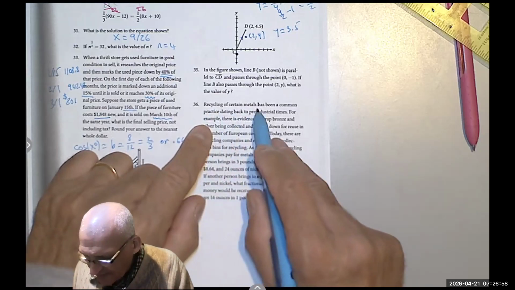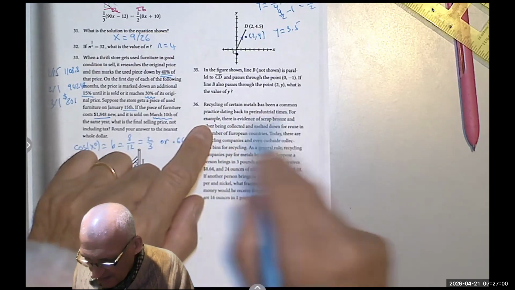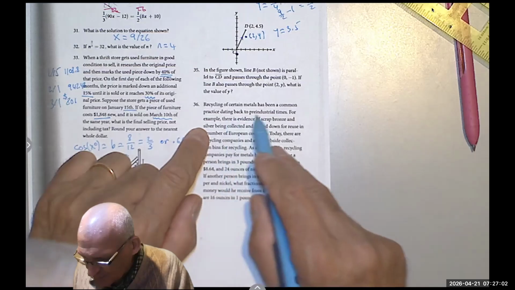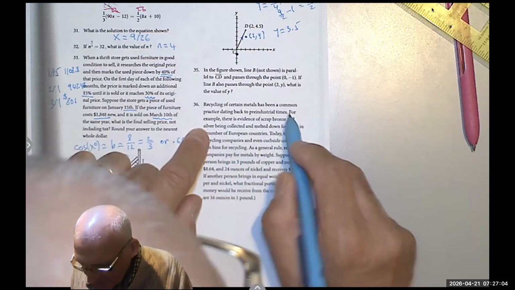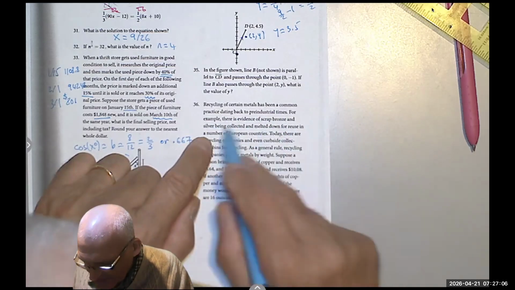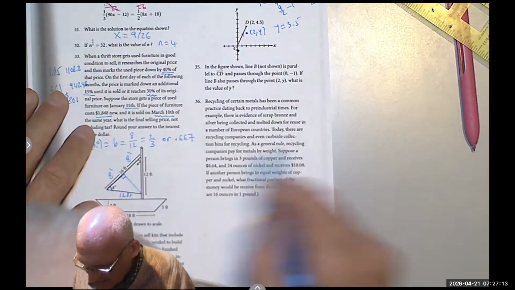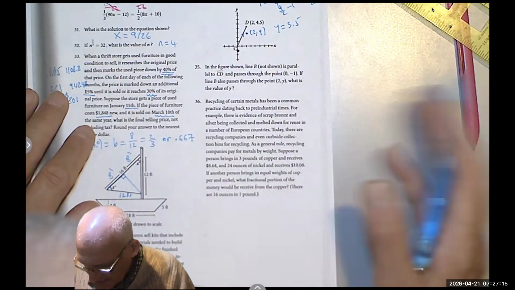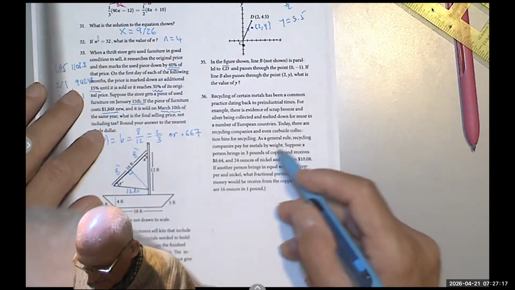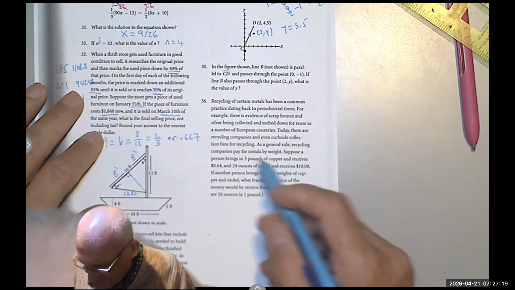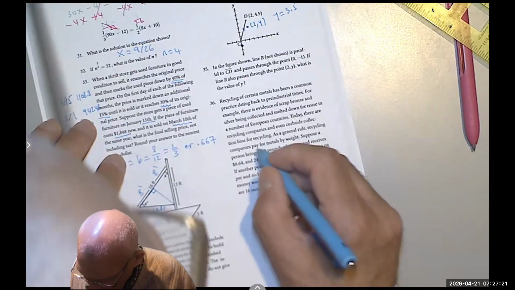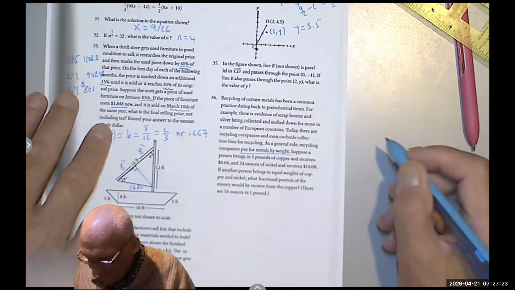Recycling of certain metals has been a common practice dating back to pre-industrial times. For example, there is evidence of scrap bronze and silver being recycled. European countries, today there are recycling companies, curbside collecting bins. As a general rule, recycling pays for metals by weight. This may be the important part.